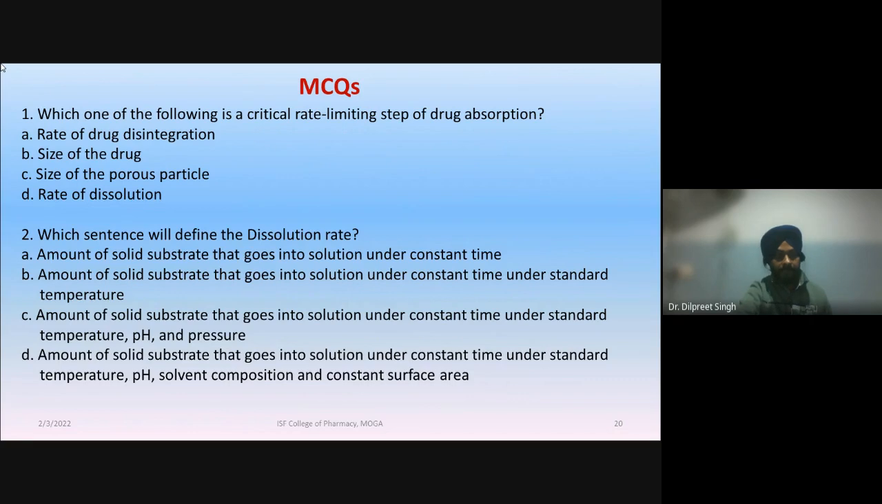These are the MCQs. What is the critical rate-limiting step of drug absorption? The answer is C, the size of the porous particle. Which sentence will define the dissolution rate? The correct answer is B, the amount of solid substrate that goes into solution in constant time under standard temperature and pressure conditions.